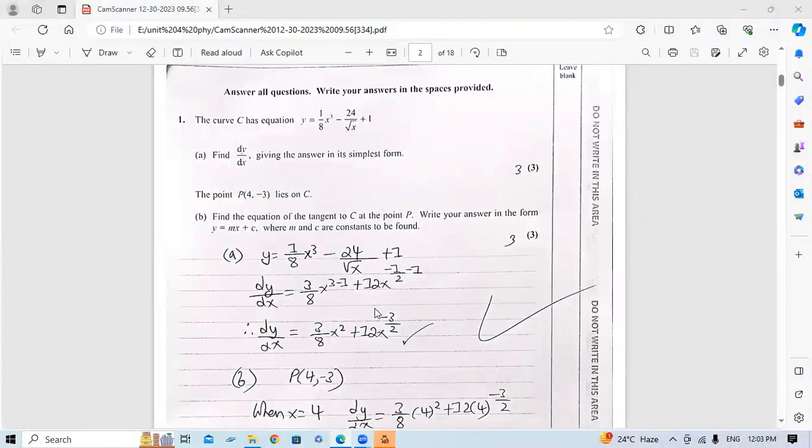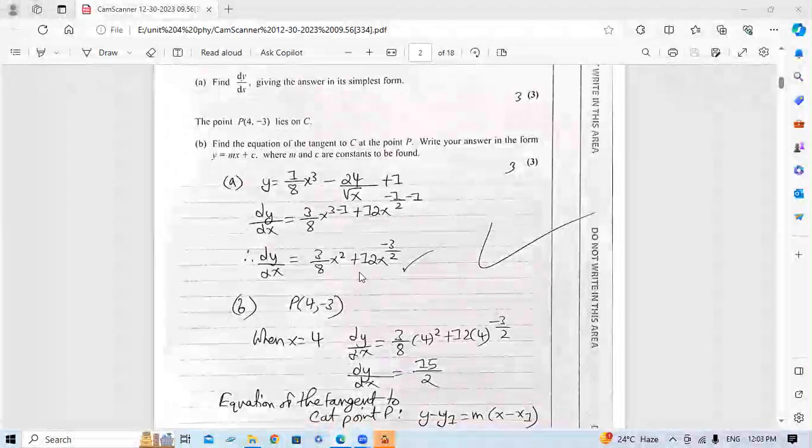So in the solution of 1a, y equals 1/8 x cubed minus 24/root x plus 1. If we just differentiate it, it will be 3/8 x^(3-1) plus 12x. And root x we can write as x to the power minus 1/2. If we multiply minus 24 by minus 1/2, it comes to plus 12, so plus 12x to the power minus 1/2 minus 1. So the main answer would be dy/dx equals 3/8 x squared plus 12x to the power minus 3/2.